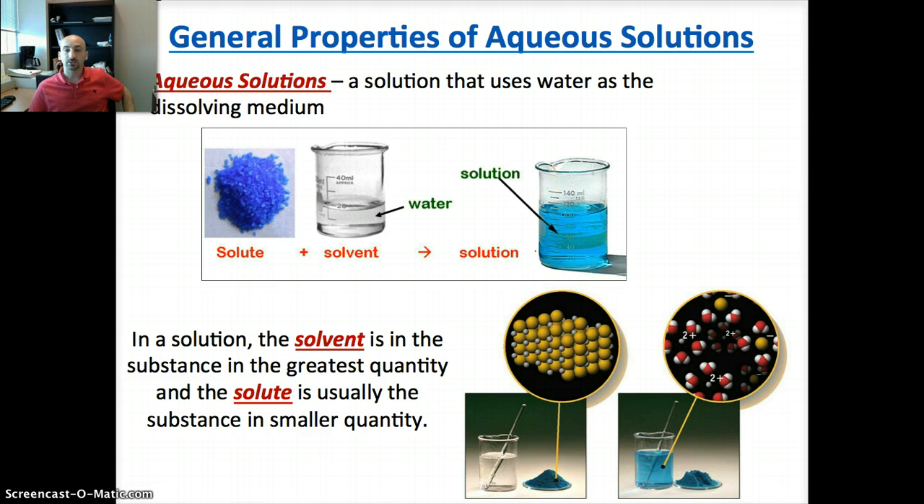Now, when we talk about a solution, we're talking about two or more substances in a homogeneous mixture. So one substance is going to be in greater quantity than the other, and it's called the solvent. Okay? Smaller quantity is called our solute. The easiest example that I can explain is salt water. Right? We have a lot of water and a little bit of salt, and so we say salt is dissolved in water.